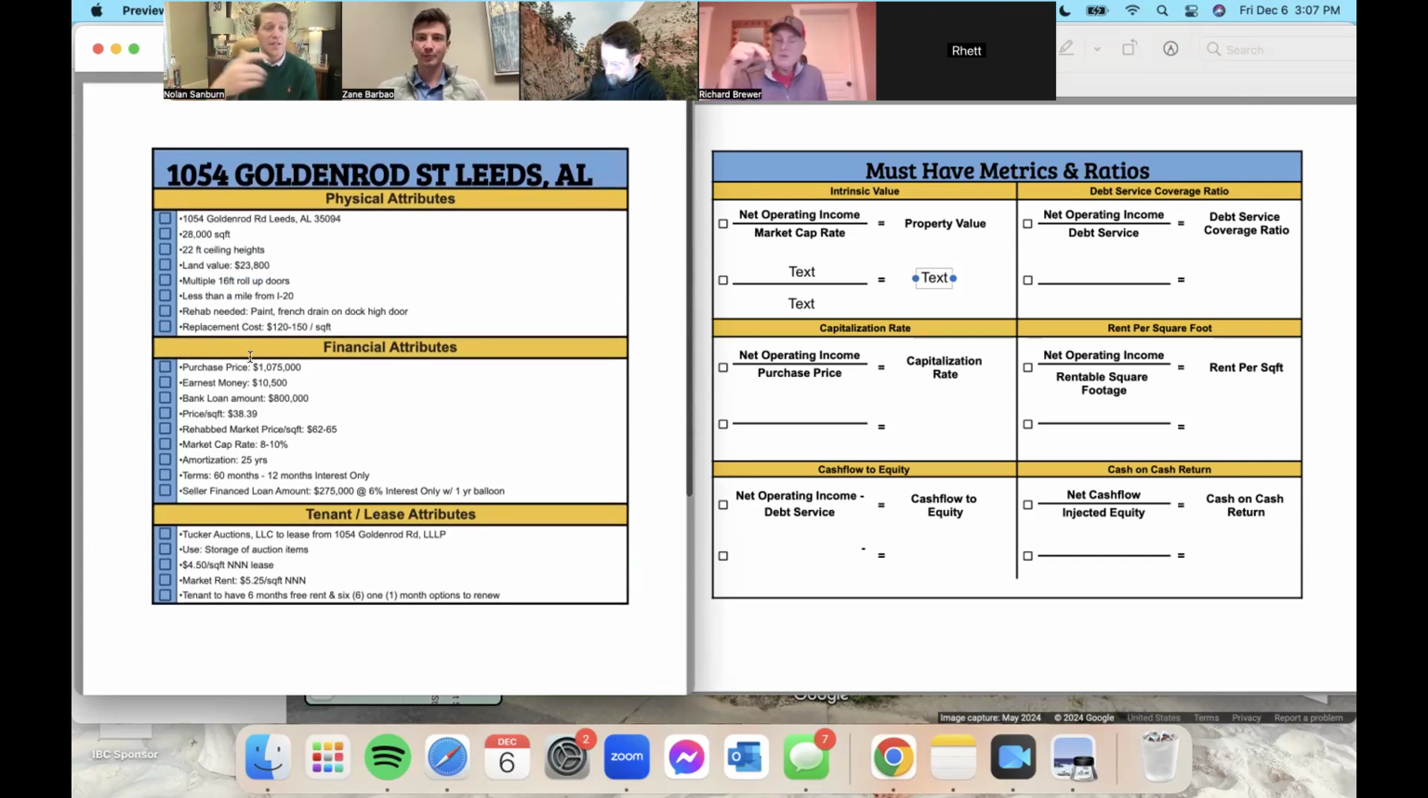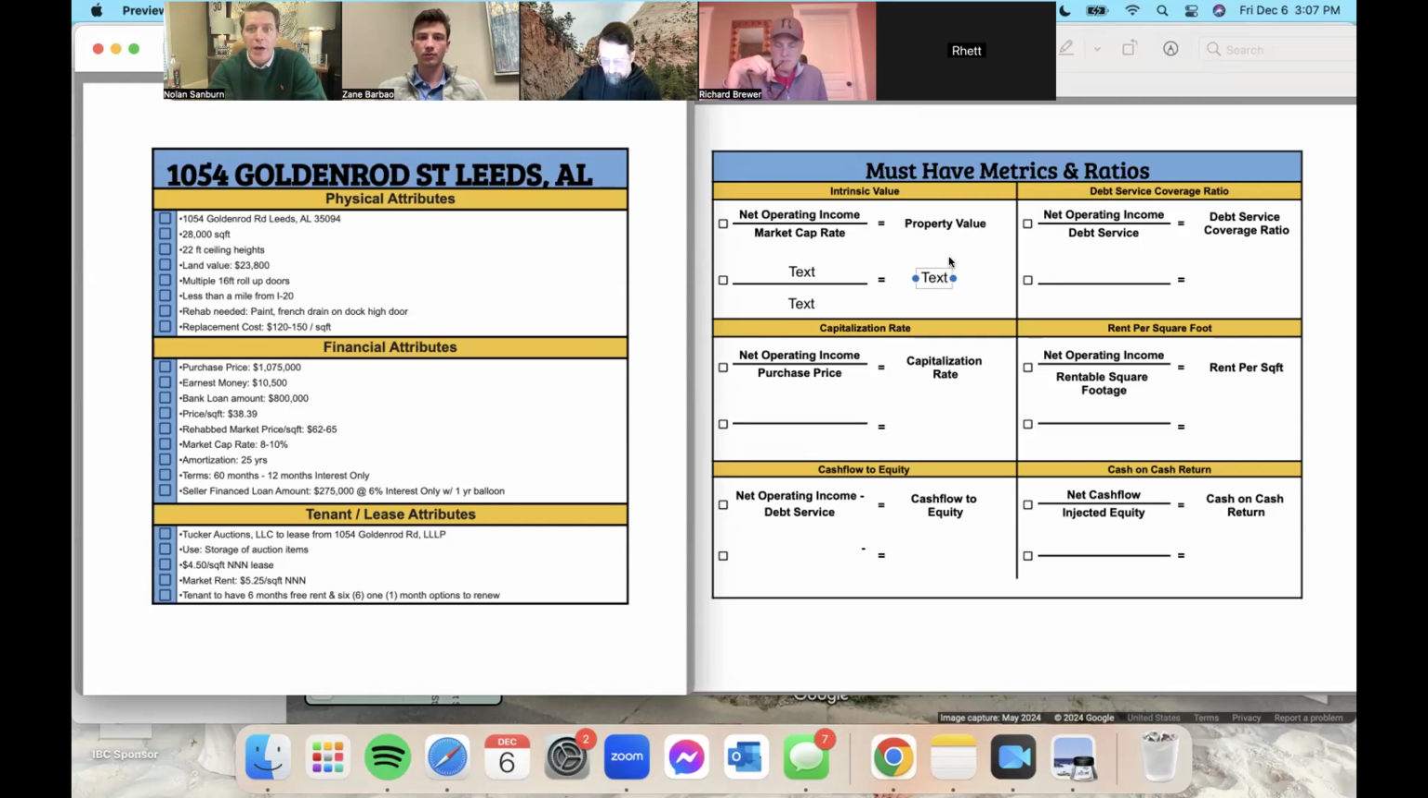Replacement cost is not really important. The seller is the owner user. He's in the auction business. He owned the property and did the whole thing. So we got kind of a 5-for-5 on the physical attributes. Now, there wasn't a triple net lease in place, since he was owning it by himself, so that's something we negotiated. But it checks the physical attributes of what we're looking for.